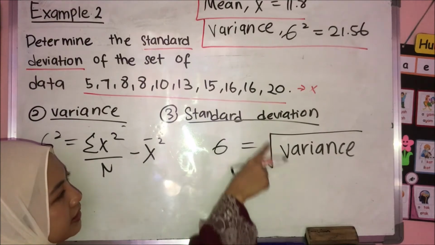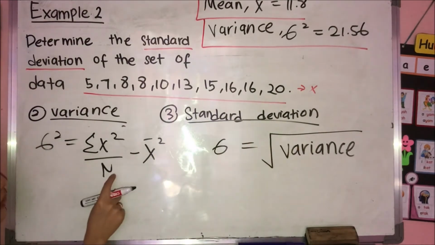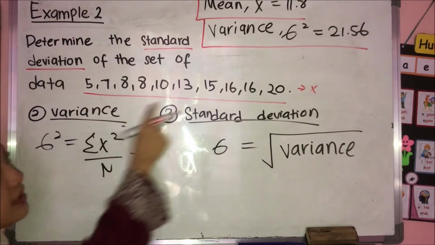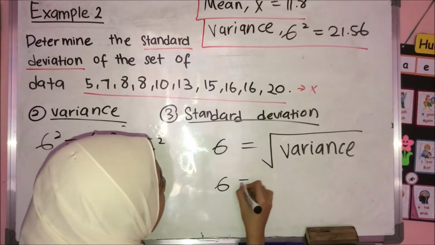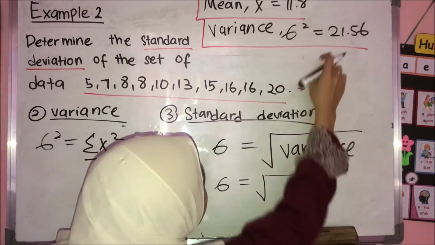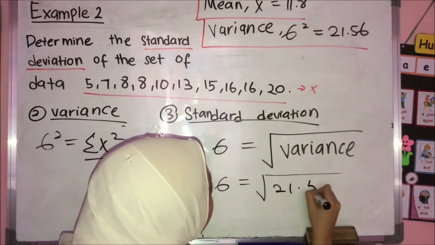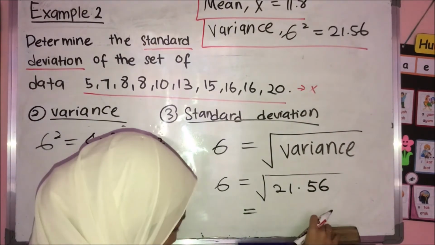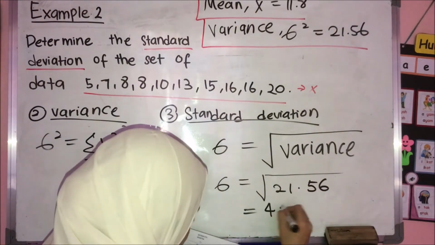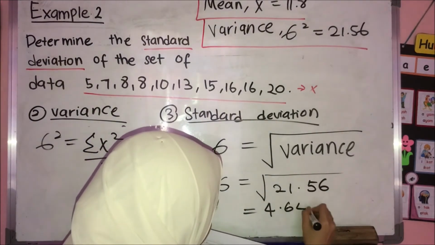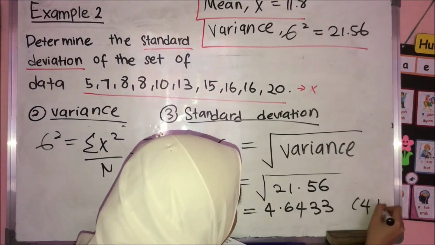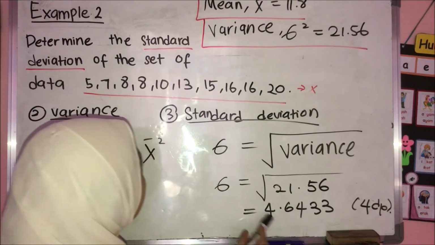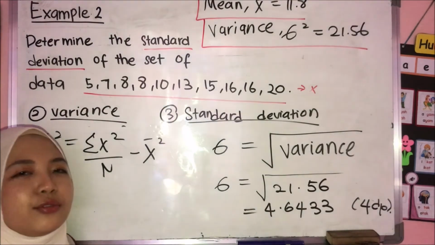Standard deviation is the square root of variance. So we have found the variance just now. So for the standard deviation, just square root 21.56, and the answer is 4.6433. Okay, this one is 4 decimals. Okay, this is the answer for example 2.